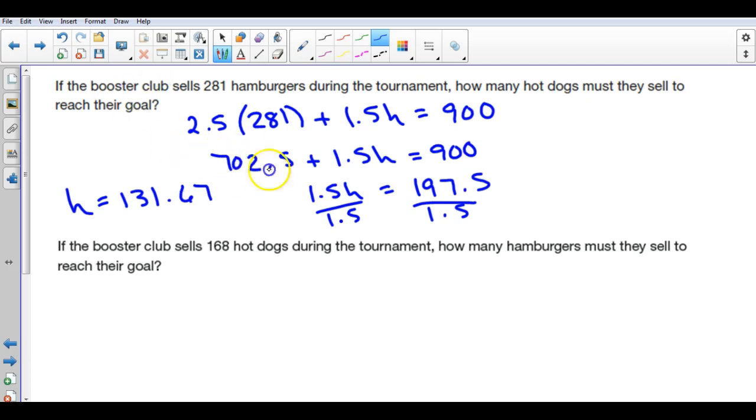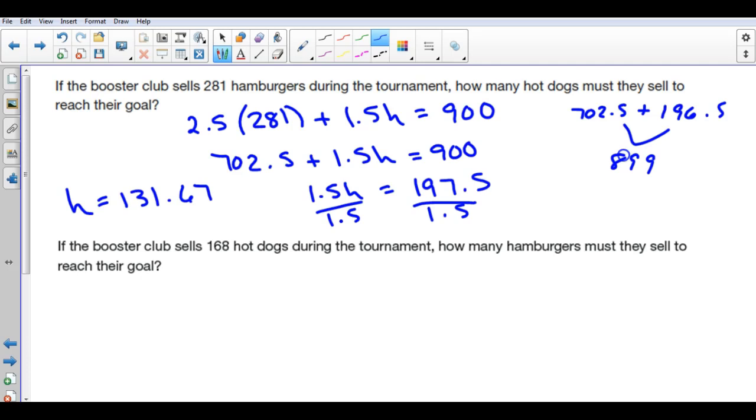So I want to think about this. The concession stand took in $702.50 from just hamburgers. Now, I want you to think, what if I rounded down? What if I sold $1.50 for every hot dog and I sold 131 of them? That would come out to $196.50. So if I add these two together, 702.5 and 196.50, you end up with $899.